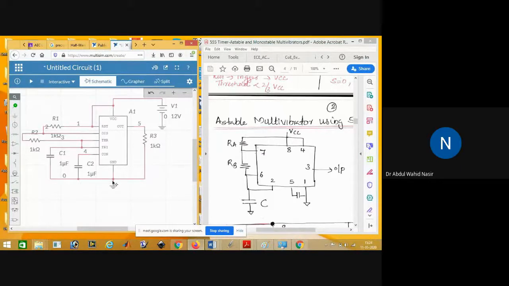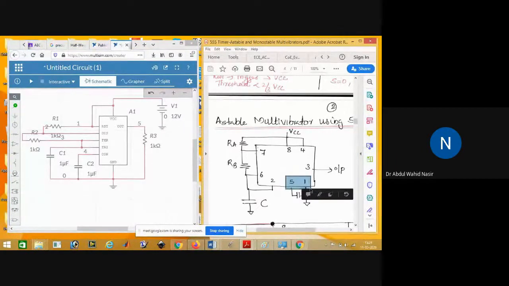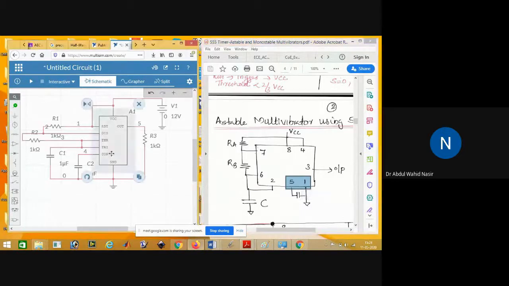Also, if you see here, pin number 5 and 1 are connected through a capacitor. What is pin number 5? Pin number 5 is control, and 1 is ground. So this C2 is connected between control and ground. We have made this connection. And 3, you can see, is the output.